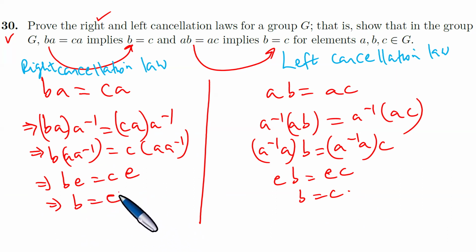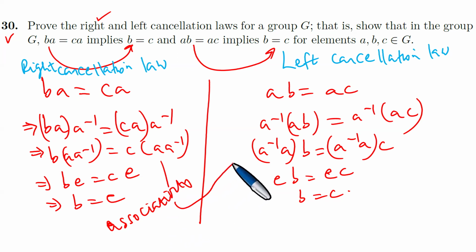So this should be a more organized way to do it. If you start with ba, applying the multiplicative inverse on both sides, and now by associativity in the group, because every group is associative, we can associate different elements like that.